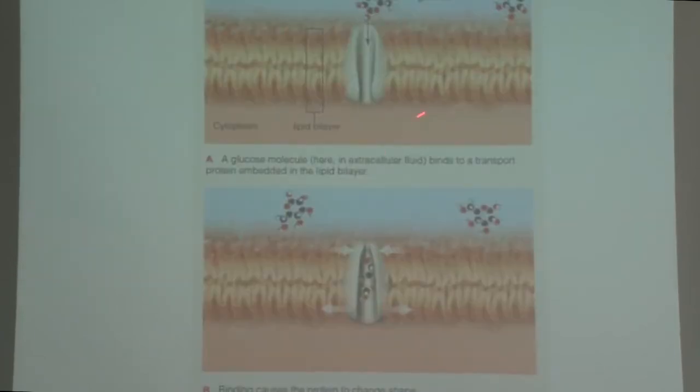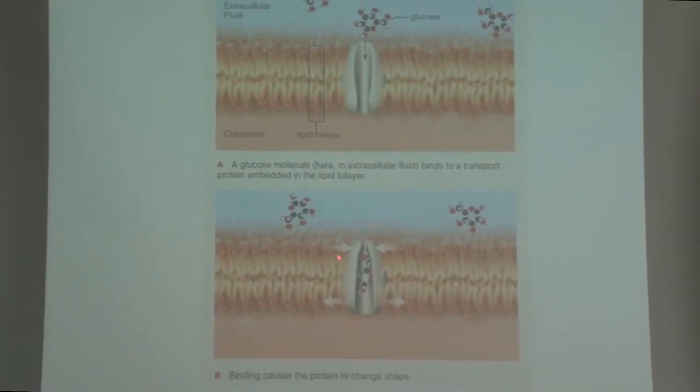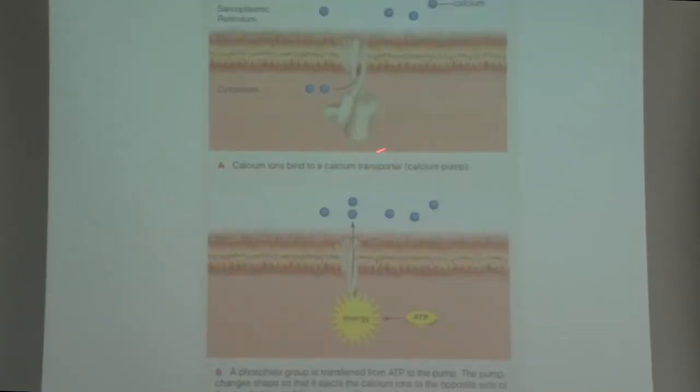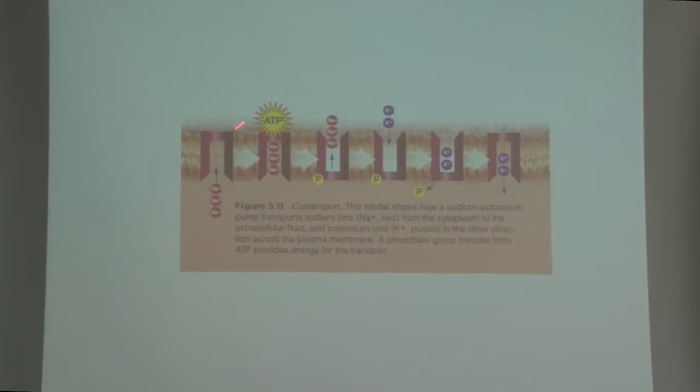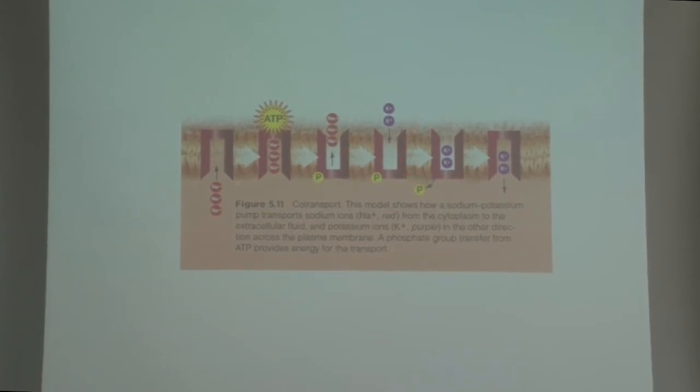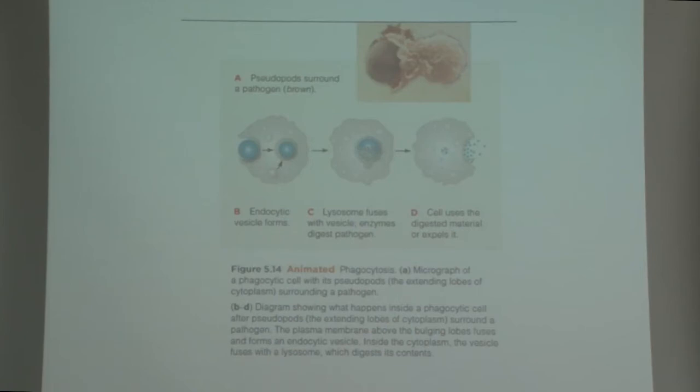Okay, and then we looked at the channels. This is the facilitated diffusion. This is the pump, okay, active transport. And this was another example of a pump, okay? So this is the sodium-potassium pump. Note that the pump can co-transport, okay? So it can let out sodium and let in potassium, okay, against both concentration gradients.